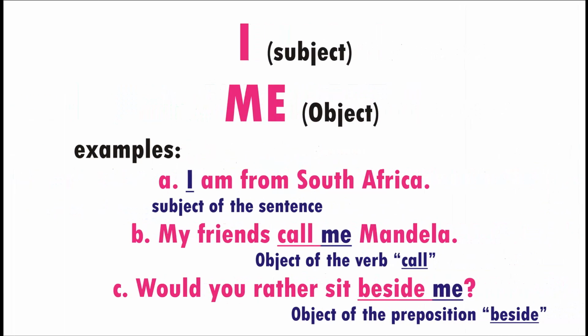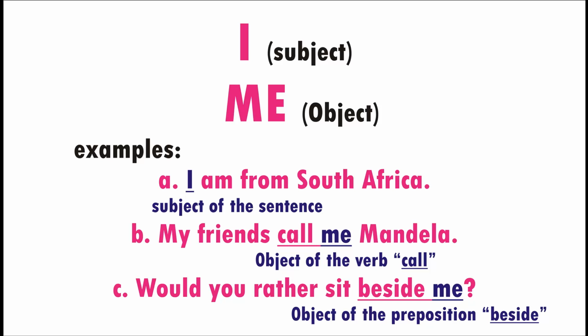However, I is subjective while me is objective. I mean, I is usually used as the subject of the sentence, while me is usually used as the object of the verb or of a preposition. This implies that I is used as the doer of the verb, while me is usually used as the receiver of the action of the verb. Sometimes, I as the subject of the sentence may not be the doer of any verb, but the person whom the sentence is all about.